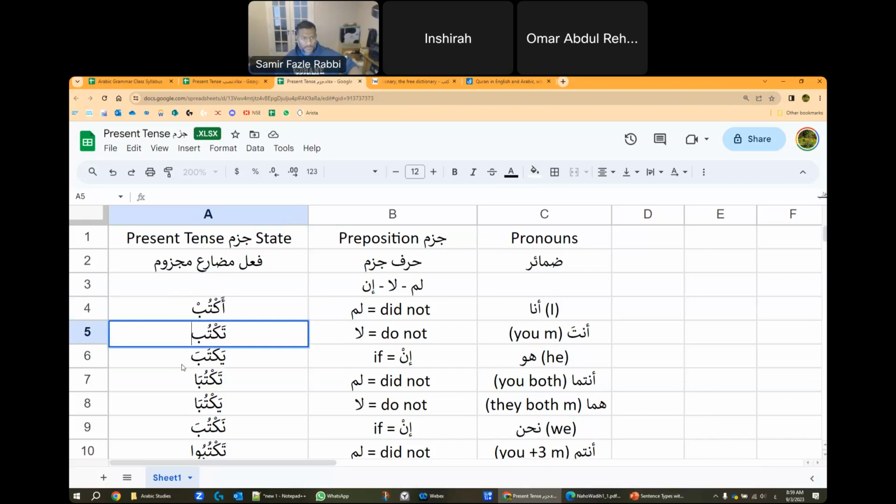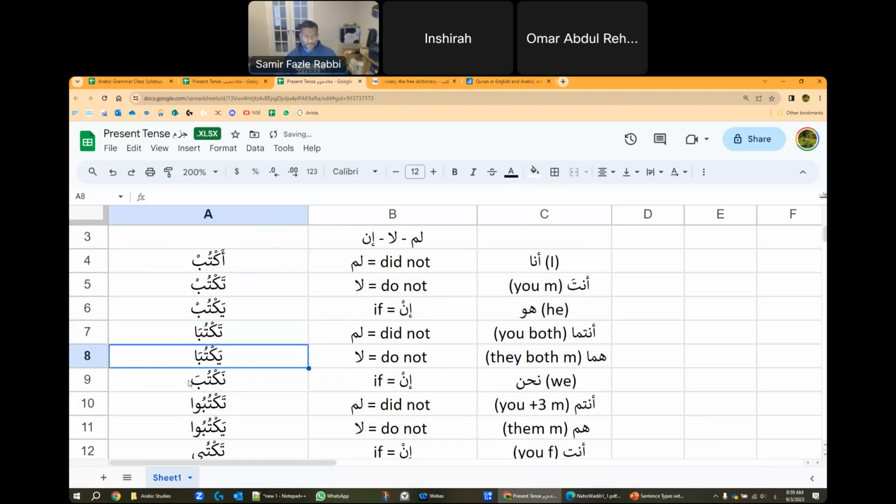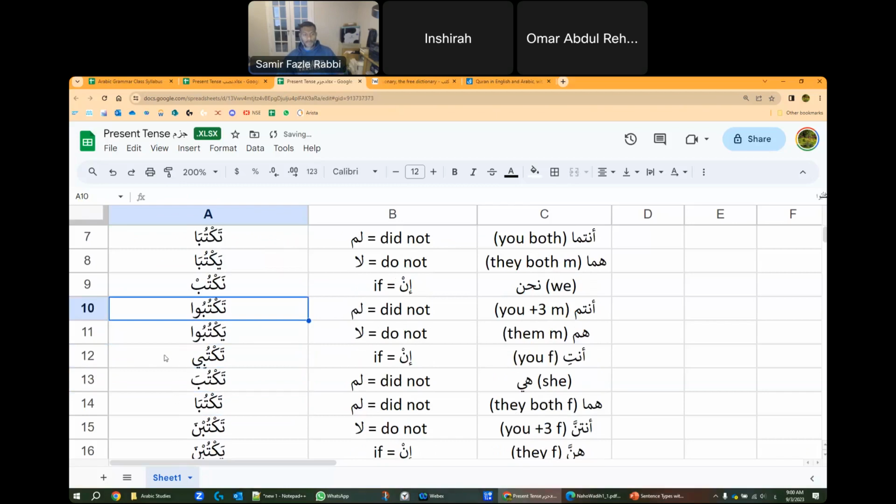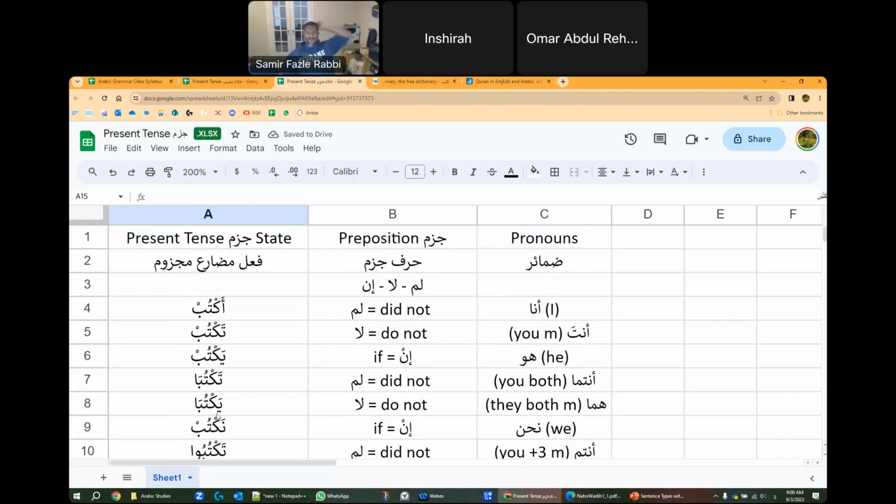Wait, what's going on here? Oh, okay. I was trying to autocomplete it. And this one here. These guys are going to say this is only for the present state, correct? Correct. And these guys don't change. So that wasn't much, right?